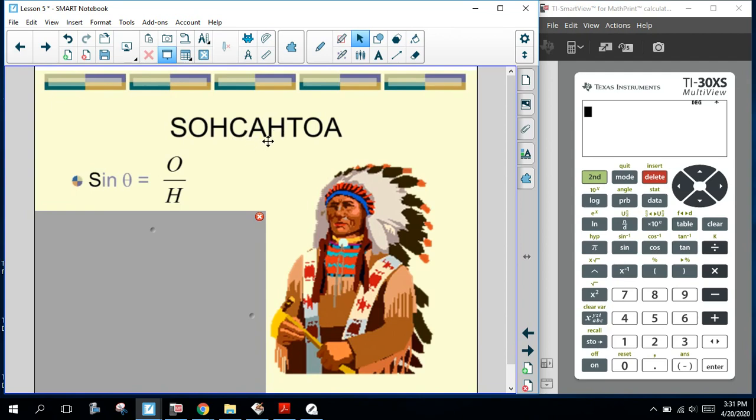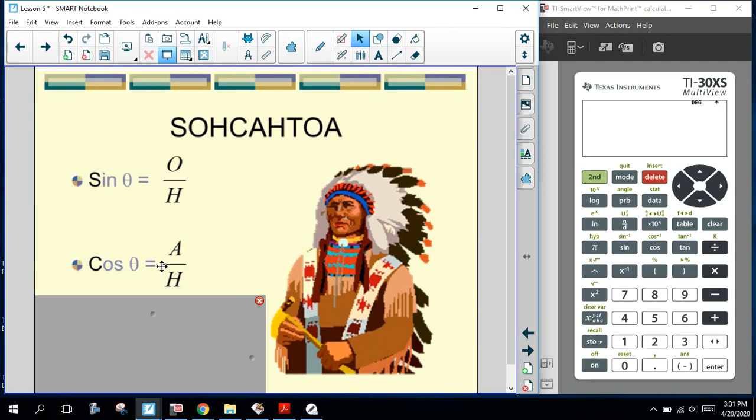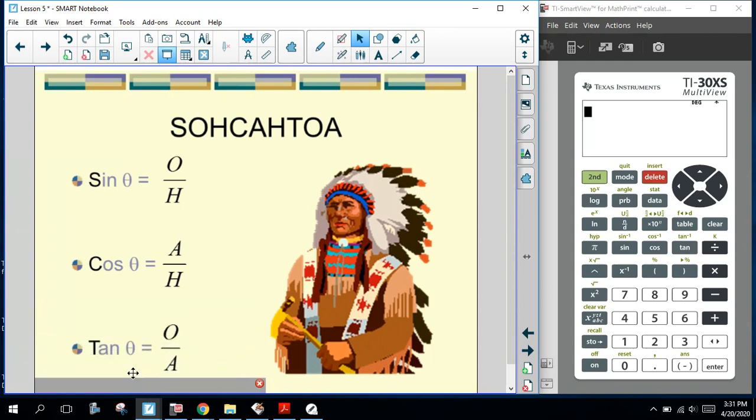CAH stands for the cosine is equal to the adjacent over hypotenuse. And then the TOA is what we learned last class with the tangent ratio, which the tangent we know is opposite over adjacent. So CAH, TOA. An old teacher I had back in school taught me to use "Oscar had a hold on Arthur."